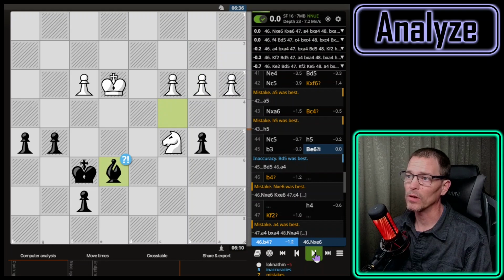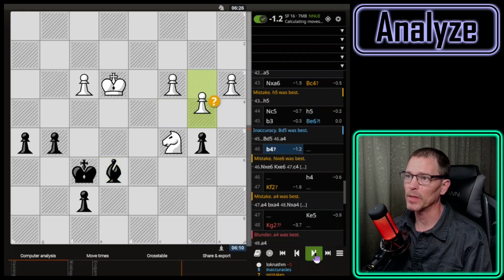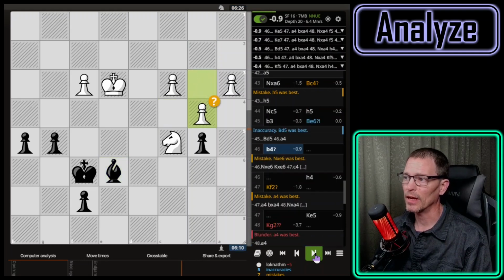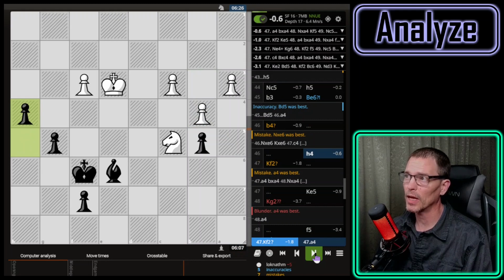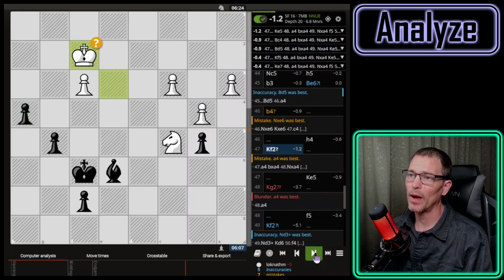That's inaccurate. I don't know why. They were about to take it. I had to move it someplace. That's a mistake, which gives me a slight advantage again. Only, I'm pushing that h-pawn. It was a mistake for them to go after the h-pawn.